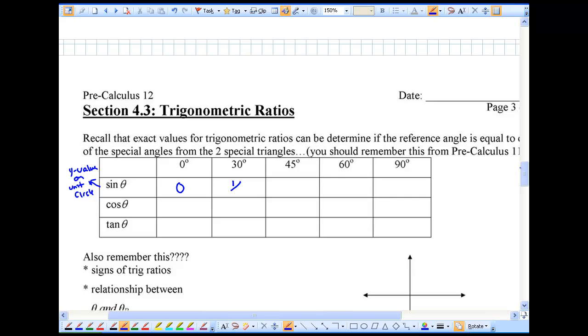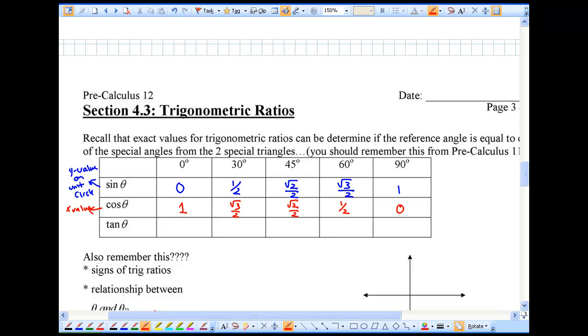0, 1 over 2, root 2 over 2, root 3 over 2, and this was 1. Cosine, go back and take a look. I know what they are. You go take a look. Tell me what they are. Yep. The x values. 1, root 3 over 2, root 2 over 2, 1 over 2, 0.